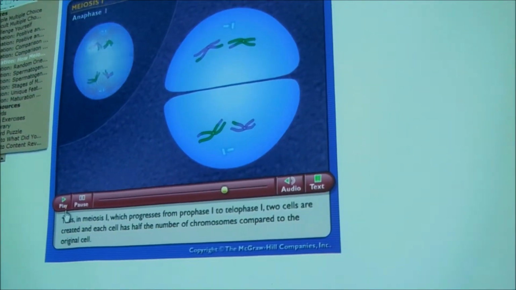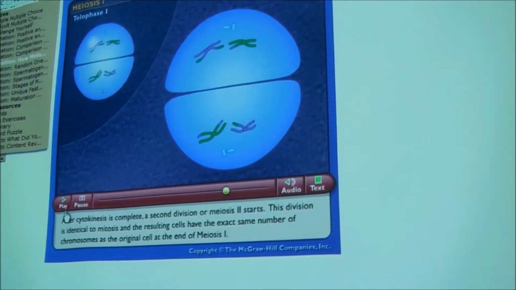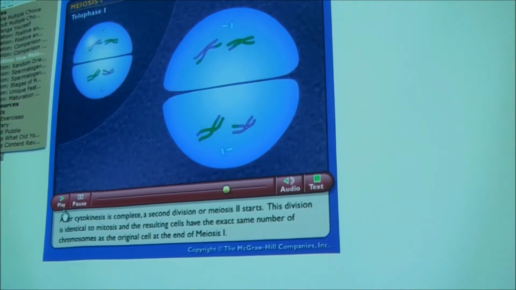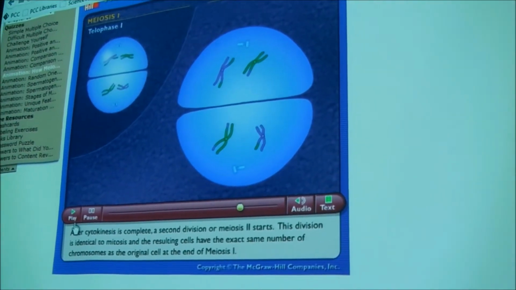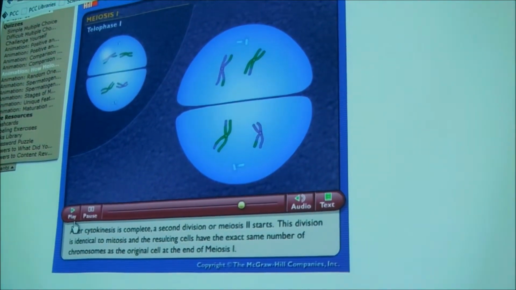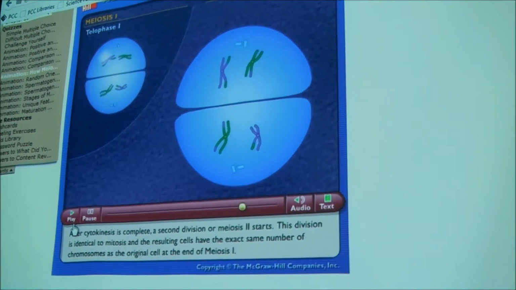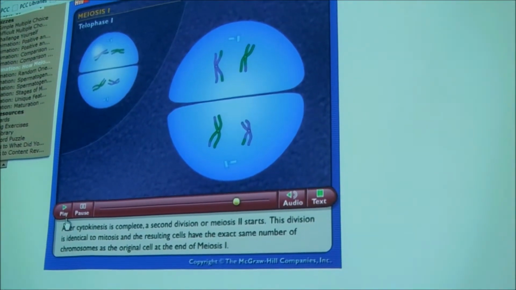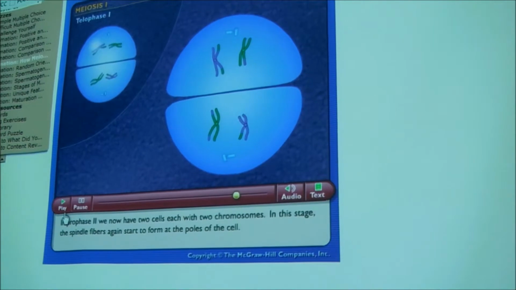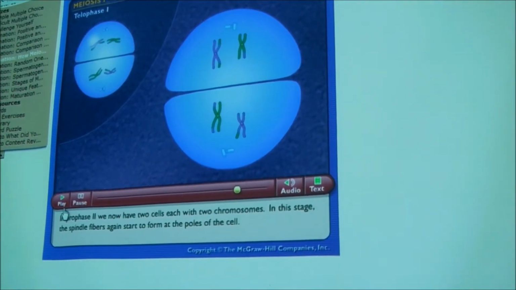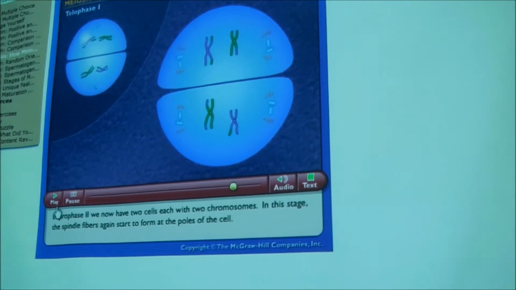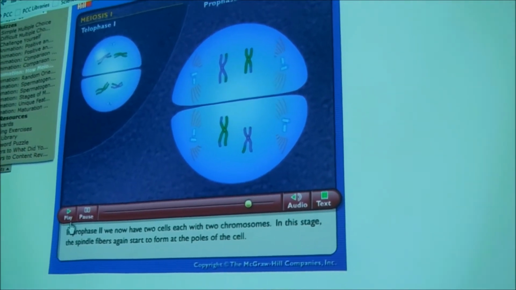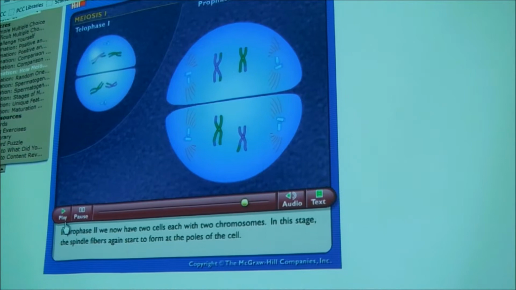After cytokinesis is complete, a second division, or meiosis 2, starts. This division is identical to mitosis, and the resulting cells have the exact same number of chromosomes as the original cell at the end of meiosis 1. In prophase 2, we now have 2 cells, each with 2 chromosomes. In this stage, the spindle fibers again start to form at the poles of the cell.